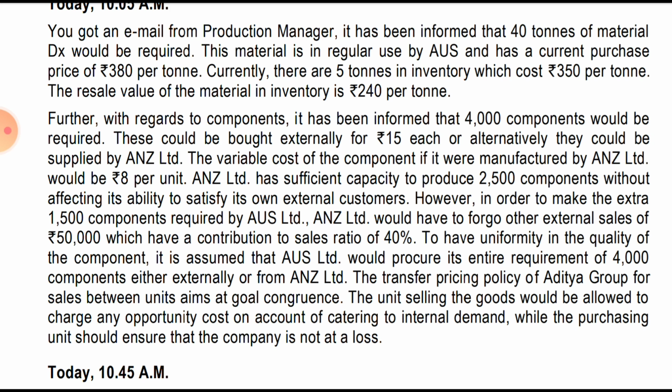So for that 1500, ANZ would have to forego the external sales of 50,000, which has a contribution to sales ratio of 40%. So of 50,000, we will take 40%. It will amount to 20,000. 50,000 multiplied by 40% is 20,000. For that we have to forego the 50,000 rupees sales, which is contributing 40%, what we can say as a profit, actually contribution.